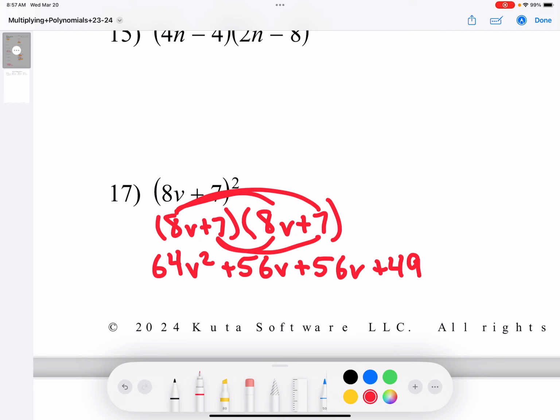Then we're going to combine our like terms here, the 56v plus 56v. And you get 64v to the second plus 112v plus 49. So that is how you multiply polynomials.